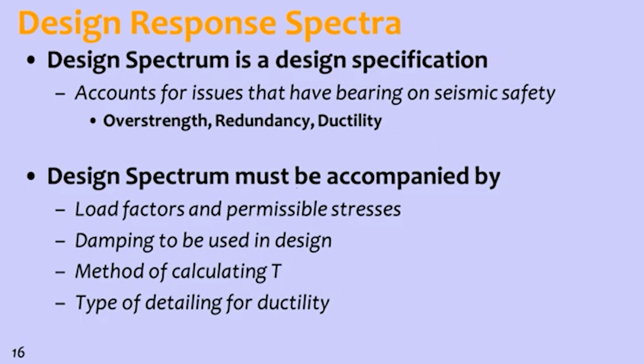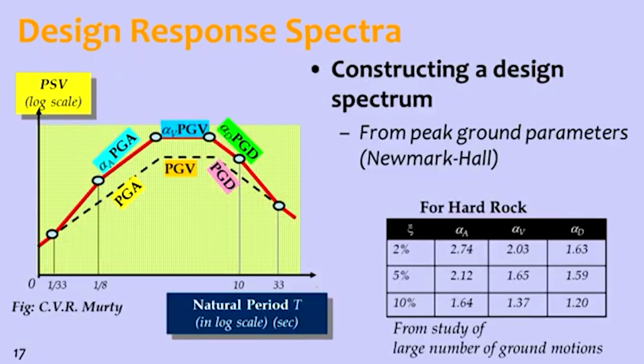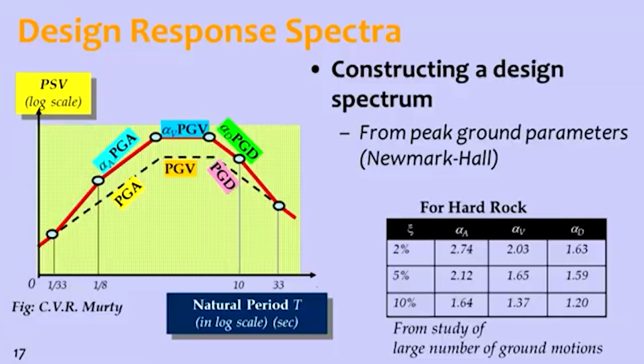The design spectrum must be accompanied by load factors and permissible stresses, damping to be used in the design, the method of calculation of T, and the type of detailing for ductility. Now how do we get this design spectrum? After getting a suite of response spectra for different ground motions that are likely to occur in that area, we do an averaging kind of thing. This averaging is called statistical averaging.